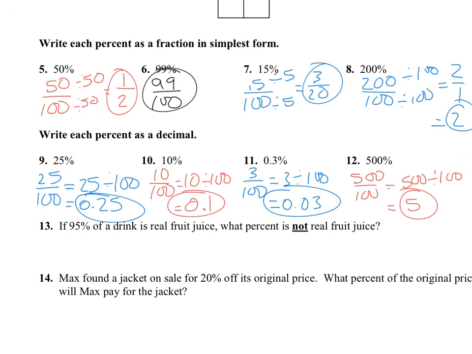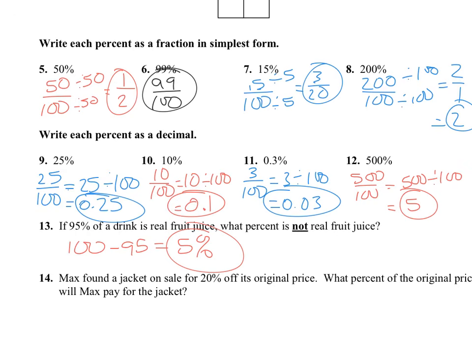On number 13, it says if 95% of a drink is real fruit juice, what percent is not real fruit juice? Well, if you've got 100% and you subtract 95%, the real juice, that gives you what percent is not juice, which is 5%.